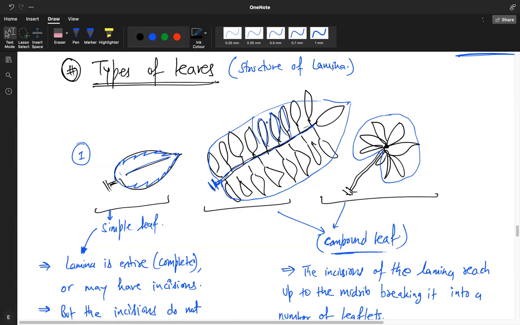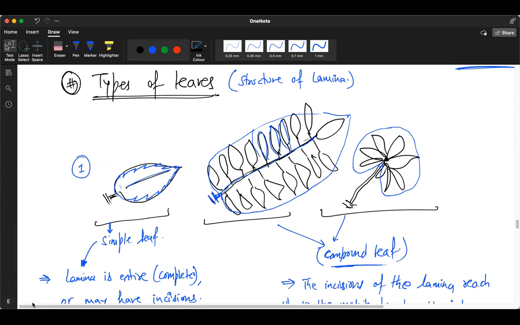In simple leaf, the lamina is entire or has many incisions, but the incisions do not touch the midrib. In compound leaf, incisions of the lamina reach up to the midrib, breaking it into a number of leaflets. There are two types of compound leaf, pinnately and palmately. Axillary bud is found in the axil of the petiole in both simple and compound leaf, but it is not found in the axil of the leaflets.